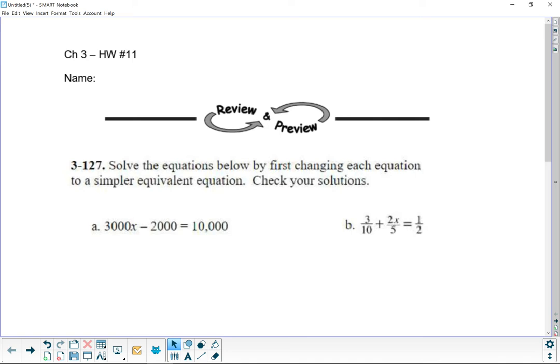All right, let's get going on this. This is the last homework assignment, which is homework number 11 for chapter 3.